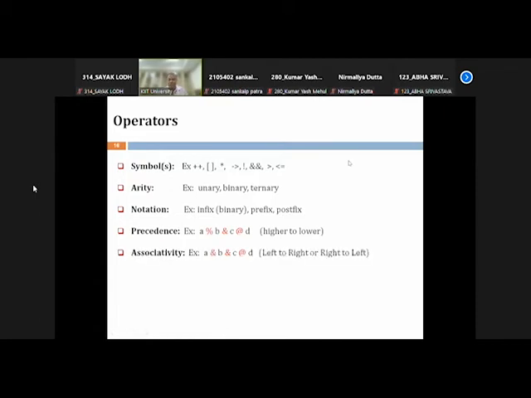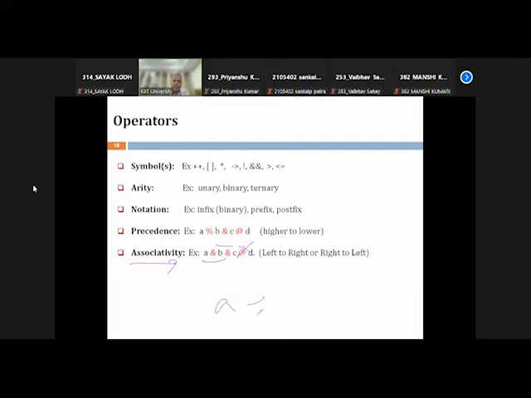Now look at this associativity. The next question arises. I have multiple operators, but the precedences of the operators may be equal. Let me say, should I carry out the operation A ampersand B first or B ampersand C? Which one will I do first? Sir, A and B. No, no. It will depend. It depends on which side we have to go, from left to right or right to left. Yes, it depends on the associativity.